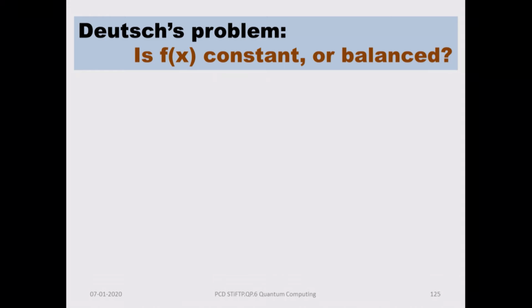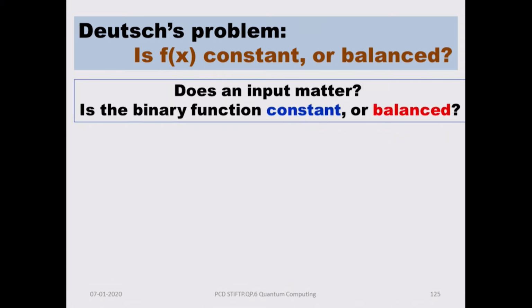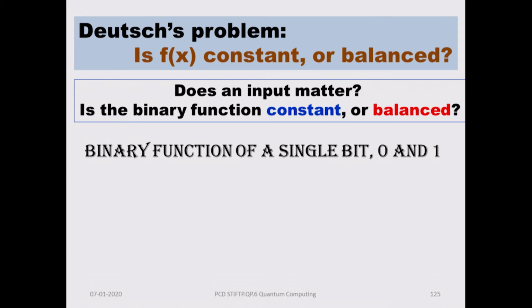So the statement can be posed like this: is the function box in which you put an input and from which you get an output, is it a constant or balanced? And you will understand these terms as I present the next table. So you are just dealing with a binary input and a binary output. Okay.